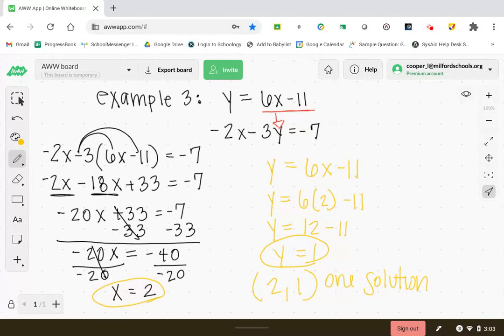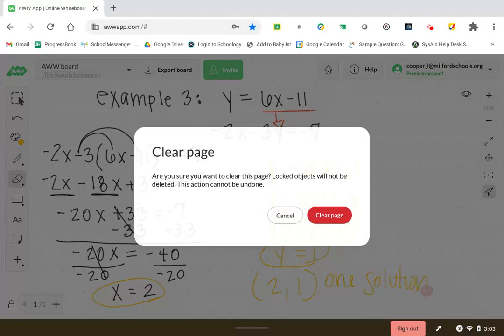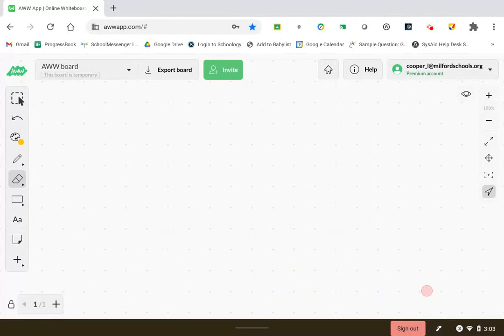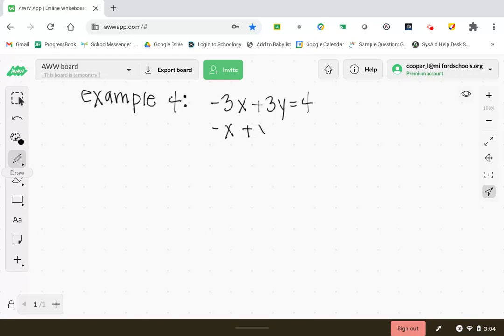The next one I'm going to show you is going to be a little bit different. So hopefully you're still hanging on with me here. You might see this on your practice depending on how far you get. And I just want you to see it so you know what it looks like. So example 4, our final example. We have negative 3x plus 3y equals 4. Then we have negative x plus y equals 3.